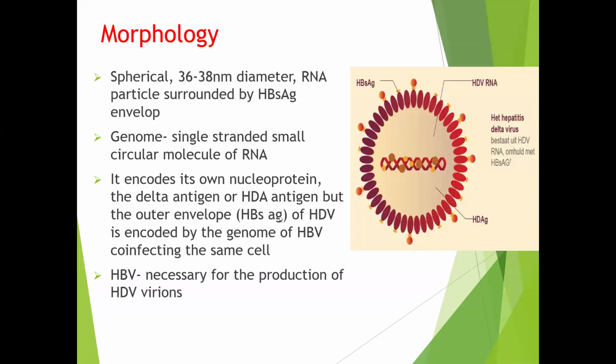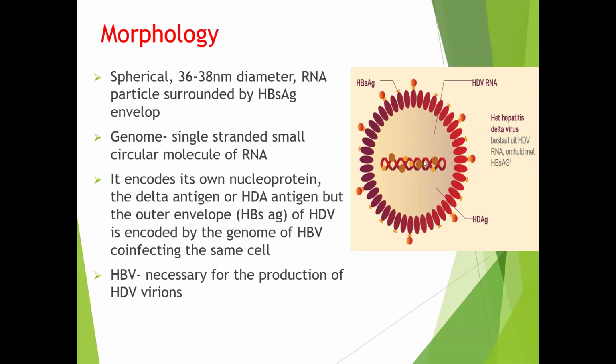Next, morphology. It is a spherical shaped virus. In the picture you can see, the size of the virus is 36 to 38 nanometers in diameter, and they consist of RNA as genetic material. As we discussed in the previous sessions, all hepatitis viruses are RNA viruses except hepatitis B. So this is also an RNA virus, but as I told you, it depends upon hepatitis B virus.